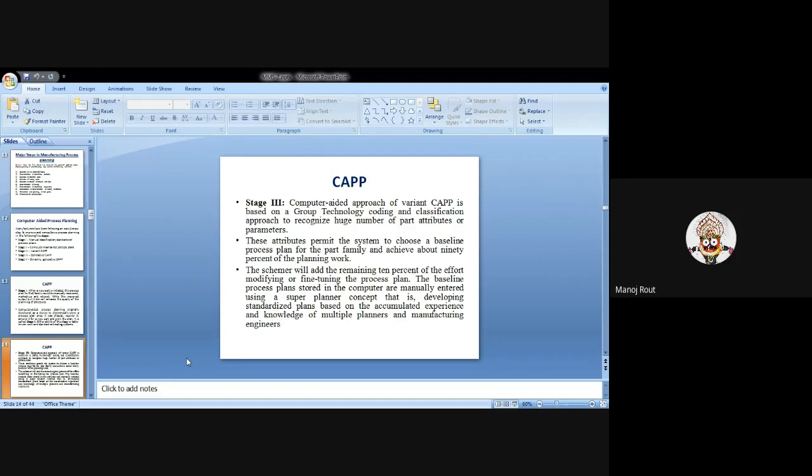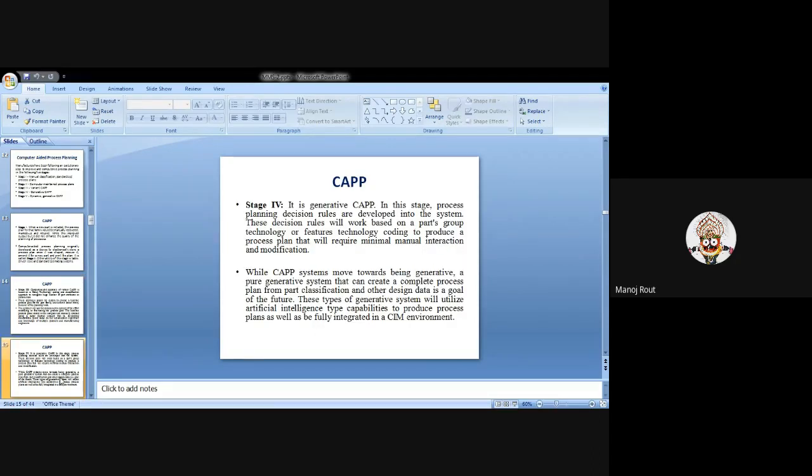So this computer-aided process planning is used for mass production of integrated and complex parts by eliminating human error, and it does its job, or you can say the process plan should be done in a precise manner. Going to the next one, stage number 4. In case of stage number 4, it is the generative computer-aided process planning.